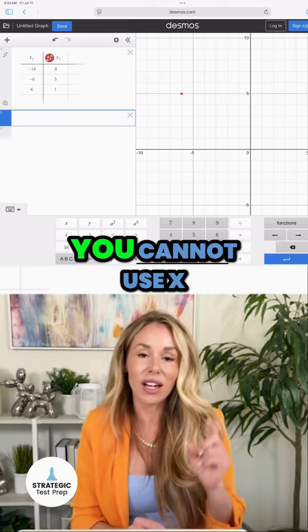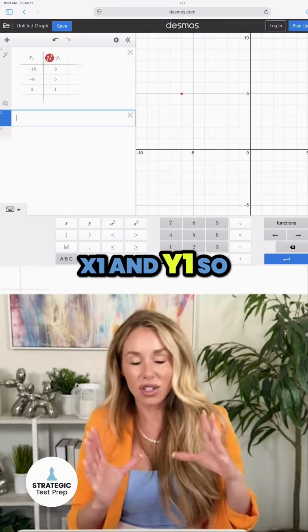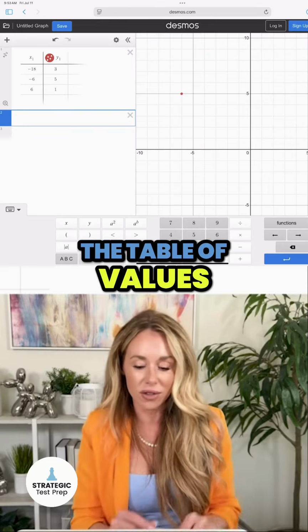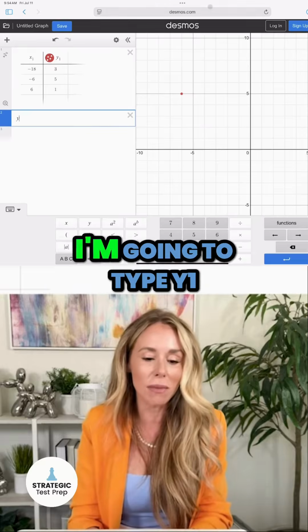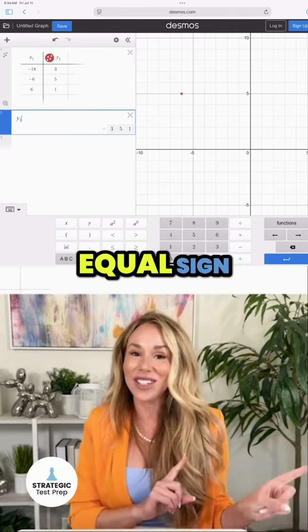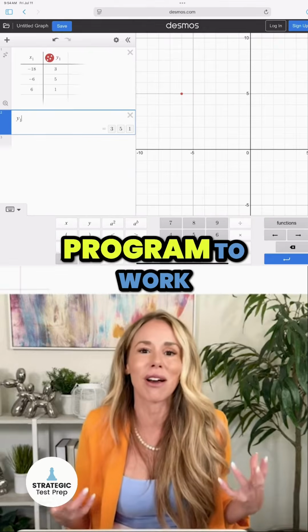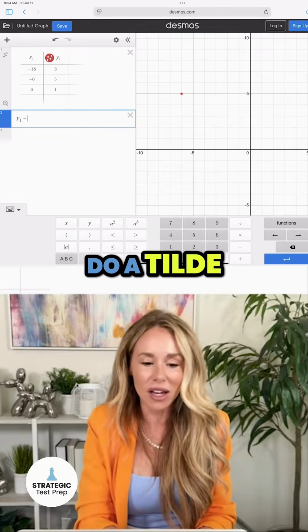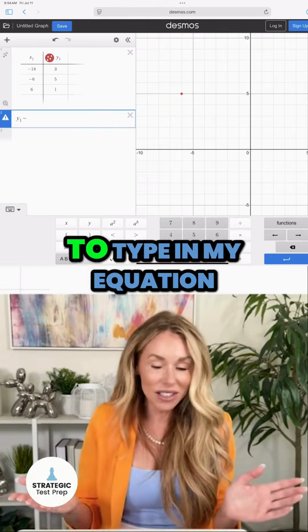Couple things to note. You cannot use x and y. You have to use x1 and y1 so that it pulls from the table of values. So instead of typing h of x, because that's a function notation, I'll get confused, I'm going to type y1. Instead of using an equal sign, you have to use a tilde. It's just a way for the Desmos regression program to work. So I'm going to do a tilde, which essentially is the button on your keyboard next to the number 1. And then I'm going to type in my equation.